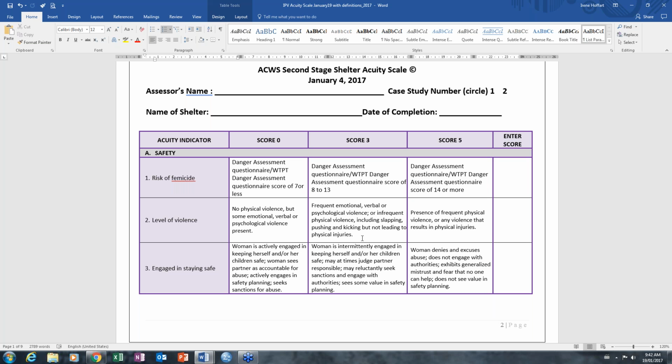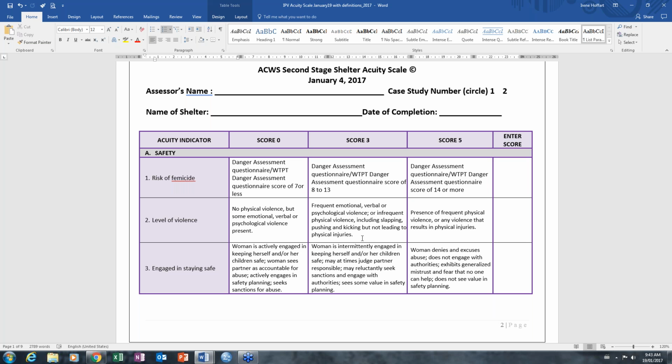And the score of 5, which is highest complexity, is where she's not willing at all to engage in safety planning. She denies the abuse and maybe takes it all on herself, does not want to engage. There's a lot of fear and mistrust, and maybe does not see value in safety planning. And just to say something about this, we're not judging here. We really just want to understand where she's at in her progress or process and how we can best help her.